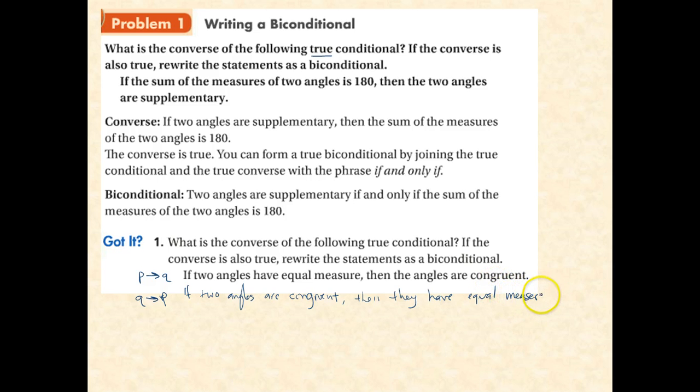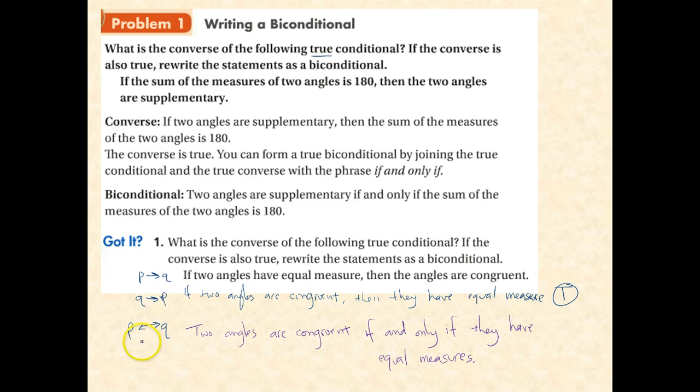Is that true? Yeah, that's true. That's the definition of congruent angles. So, our statement is true, and our converse is true. That means that we can write the biconditional, P if and only if Q. I can write the definition now, and it doesn't matter which one I put first. Two angles are congruent, or if two angles have equal measure. So the biconditional is: two angles are congruent if and only if they have equal measures.